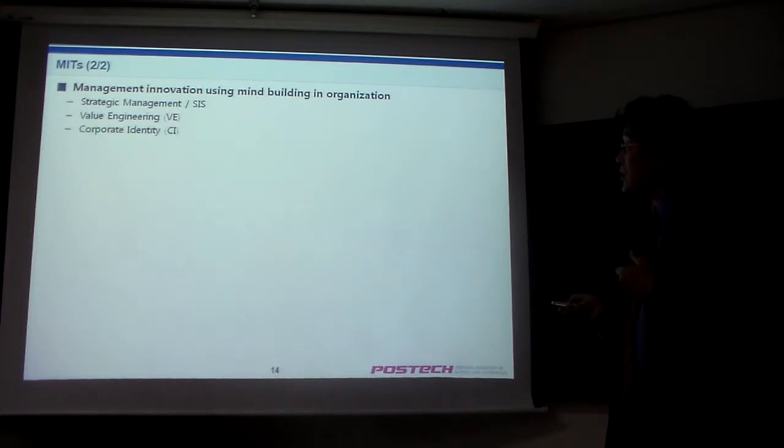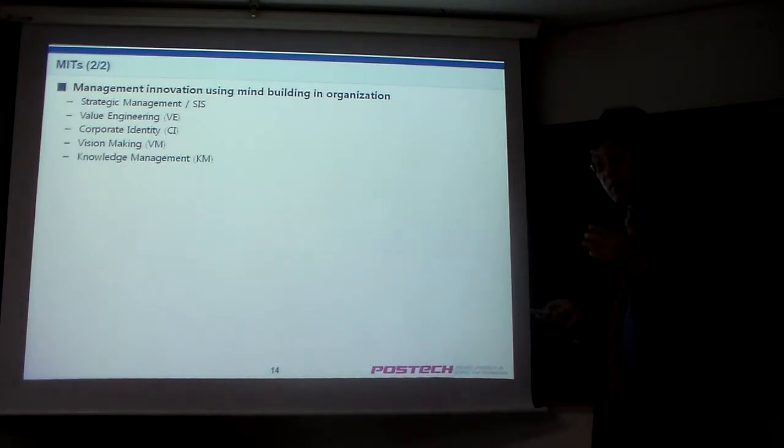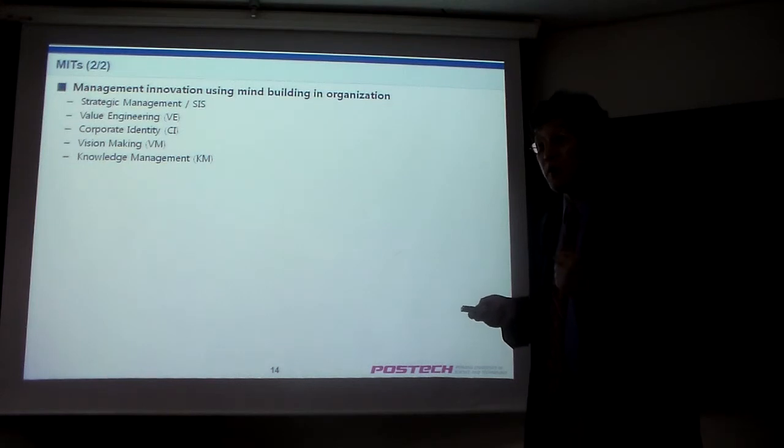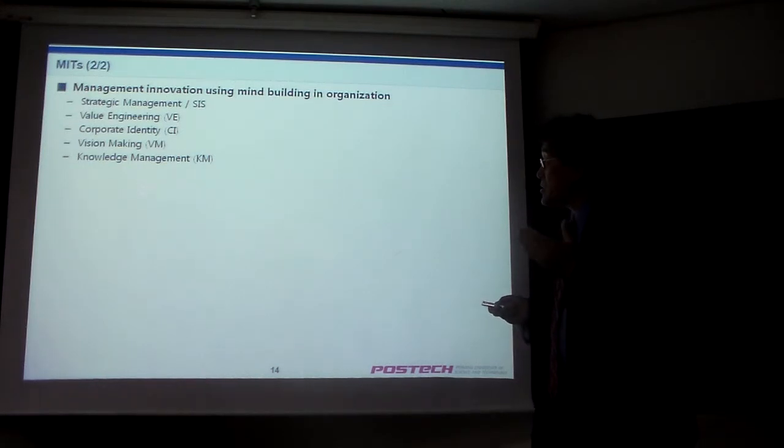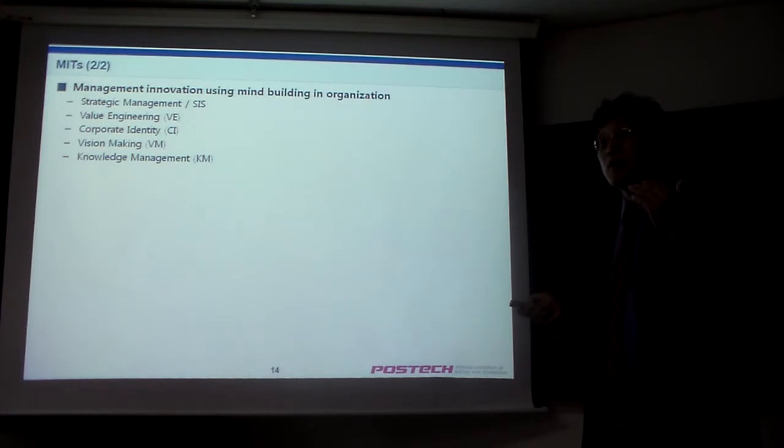So there is value engineering and corporate identity, and the corporation has an identity, so they can really identify themselves in the market. And then vision making, where you have visions, and then targets, and are more purpose driven and vision driven. And knowledge management, this is the last 10-15 years. This is a hot word in MIS. Knowledge management, where you use knowledge to manage your organization.